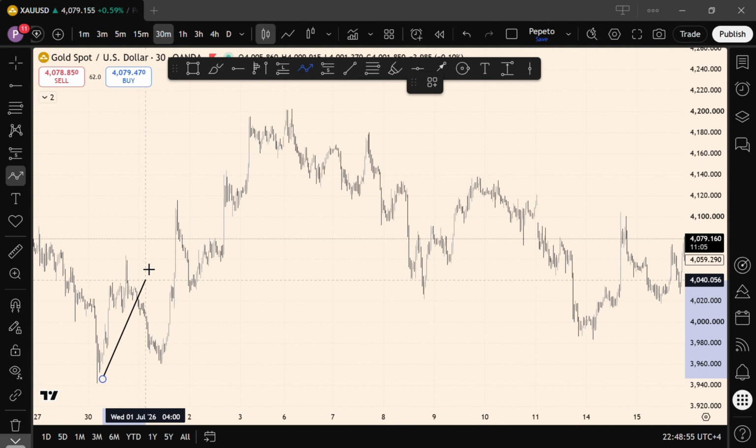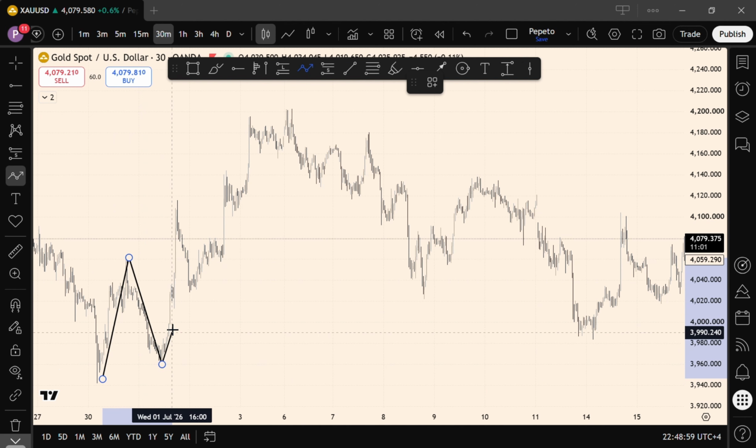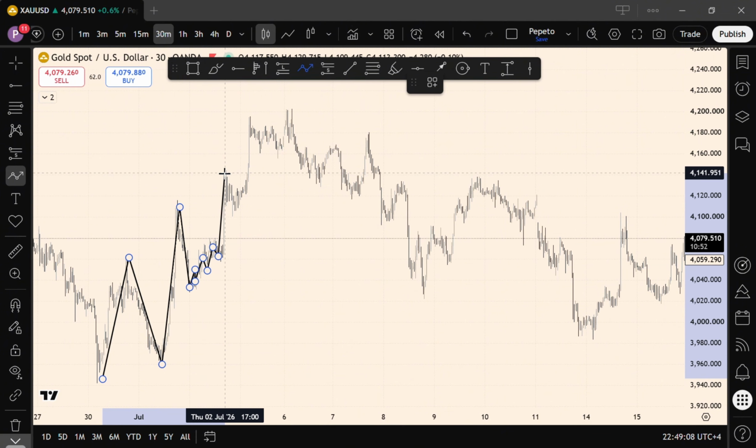Now let's look at a bullish example. A previous low is taken. The market makes an impulsive move upward, creates a small range, and then produces another impulsive move higher. The small range between those two bullish movements becomes your demand zone. When the price returns to that zone, it may react and move upward again.